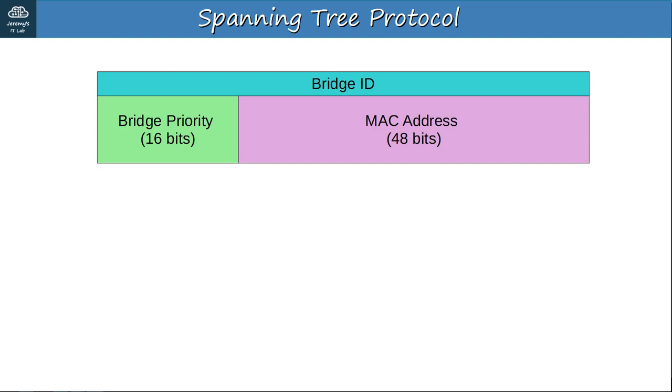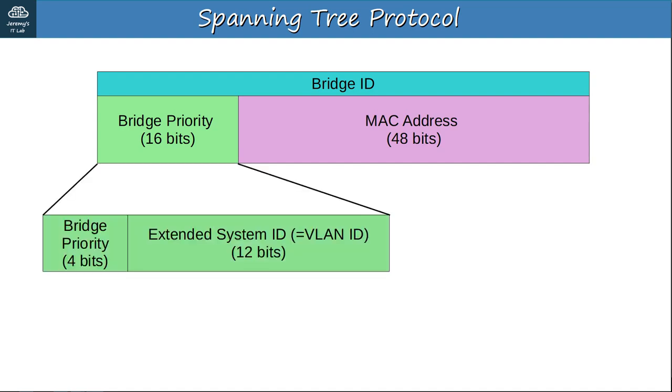So, that is the traditional bridge ID. However, the bridge ID was actually updated to look like this. In reality, the bridge priority has been updated to be made of 2 parts. The bridge priority, which is 4 bits, and the extended system ID, which is just the VLAN ID, which is 12 bits, because, as you know, a VLAN number is 12 bits in length.